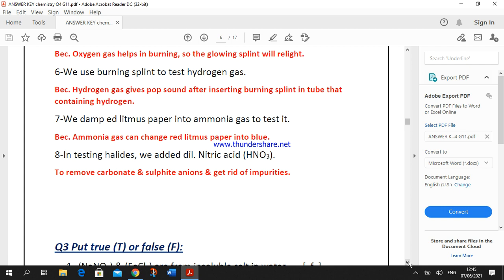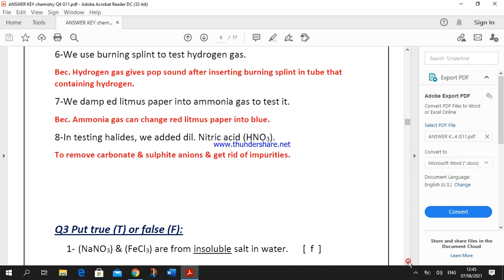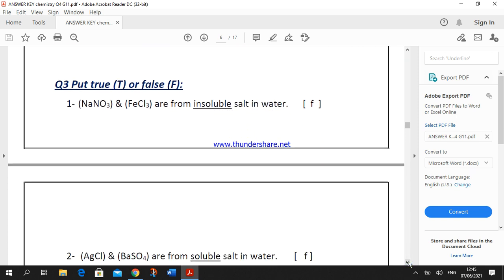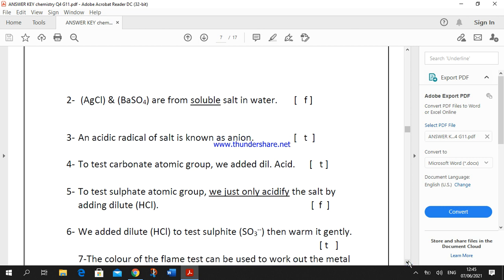In testing halides, we add dilute nitric acid to remove impurities and get rid of carbonate and sulfate anions. Question 3, true or false? Number 1, sodium nitrate and ferric chloride are insoluble salts. False, they are soluble salts. Number 2, silver chloride and barium sulfate are soluble salts in water. False, they are insoluble. Number 3, the acidic radical of the salt is known as the anion.